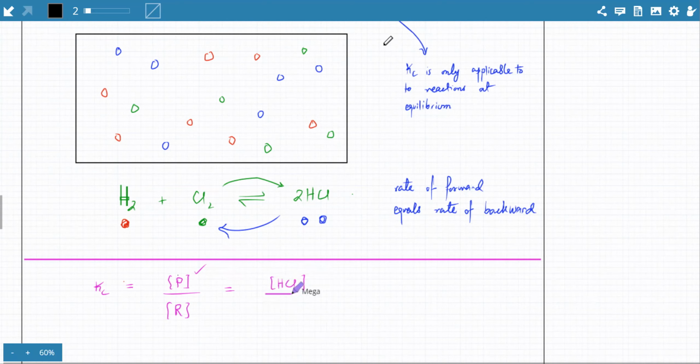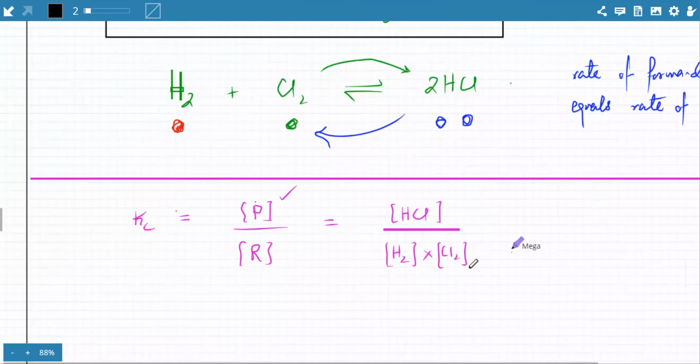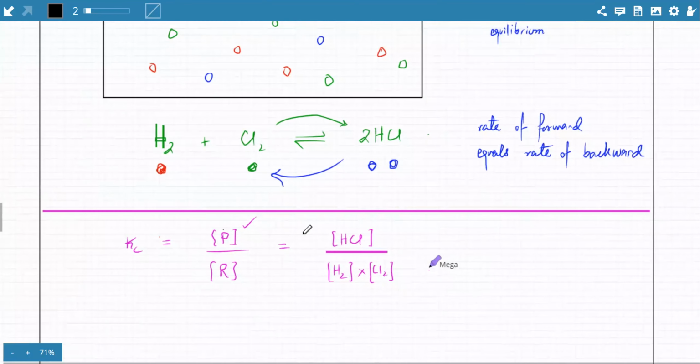And the other one, your reactants. You have two reactants. One is H2, and the other one is Cl2. So you're going to write both of your reactants. And this is multiplication. A lot of people actually mistake this for addition, and you see a lot of these mistakes. So when you write the concentration of the products, write all the products and write all the reactants.